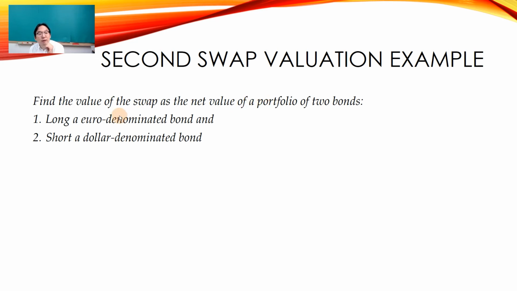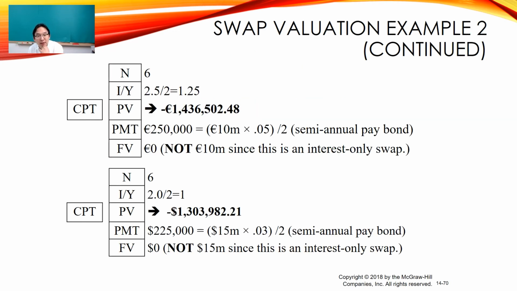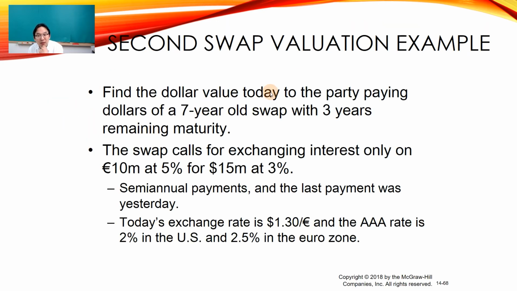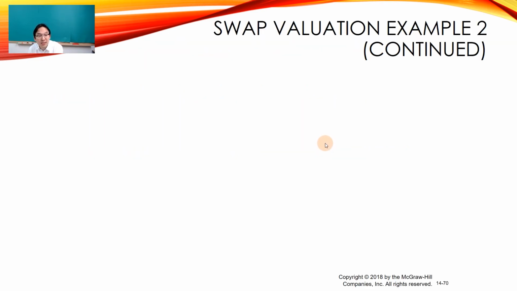Second, swap valuation. Find the value of the swap as the net value of a portfolio of 2 bonds: long a euro-denominated bond and short a dollar-denominated bond. Long, short, plus and minus, right? From the US dollar payer's perspective. Okay, fine. The first bond valuation is like this. Number of periods, 6. Why? Because this is a 3 year period and semi-annual coupon bond, so you have 3 times 2, which is 6 periods.